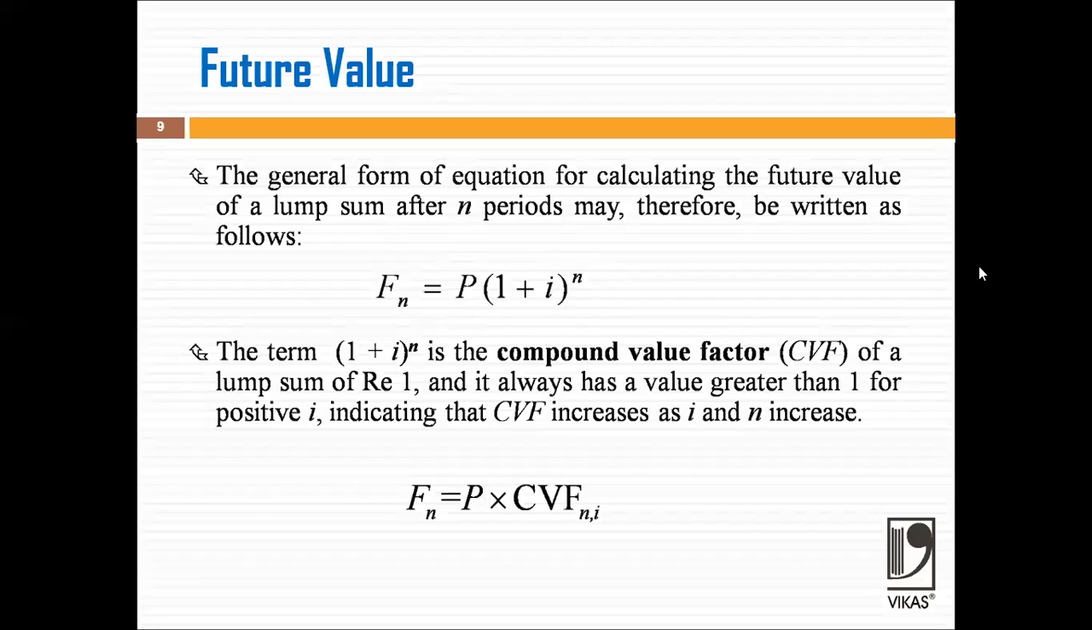The term (1 plus I) to the power n is the compound value factor, right? Compound value factor, CVF, of a lump sum of rupee 1, and it always has a value greater than 1 for the positive I interest, indicating that compound value factor increases as I and n increase, right? So you can use table, you can use future value table. No need to calculate manually every time.